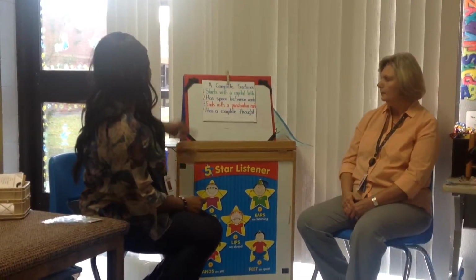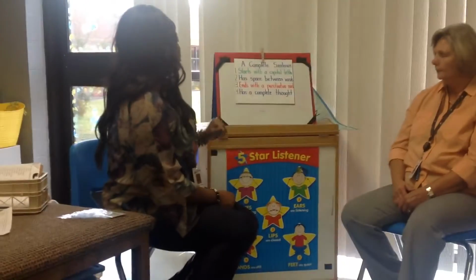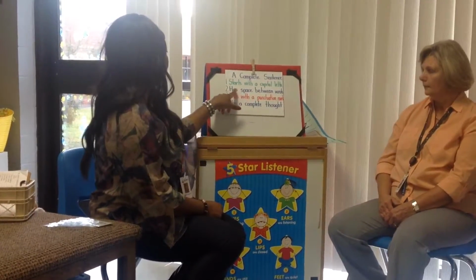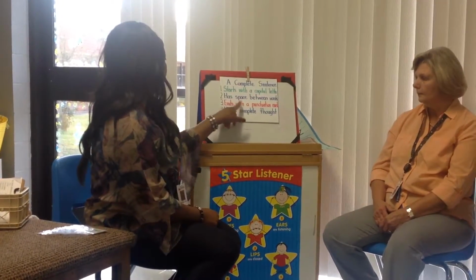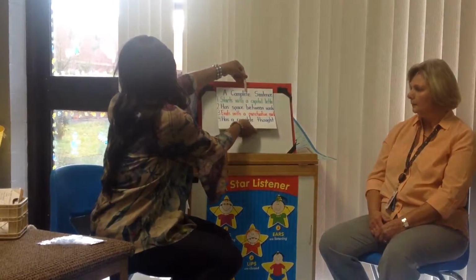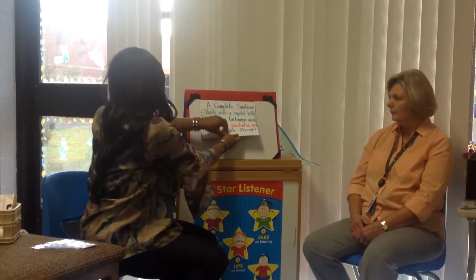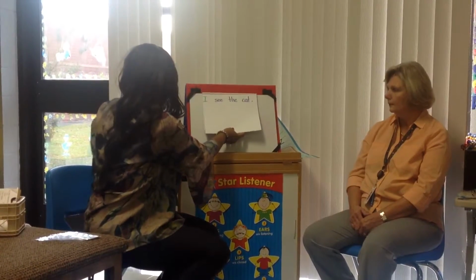Number 1, a complete sentence should start with a capital letter. Number 2, you want your child to know that a complete sentence has space between the words. A complete sentence should end with a punctuation mark, and a complete sentence should have a complete thought. So when you're practicing writing with your child, you want to make sure, look at their sentences.